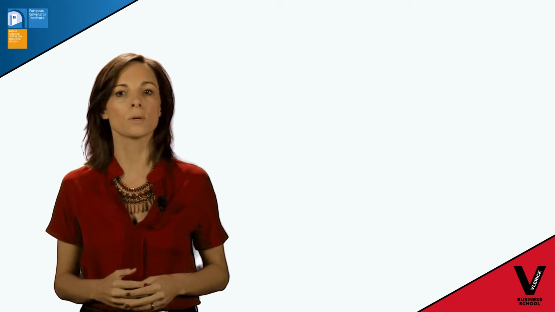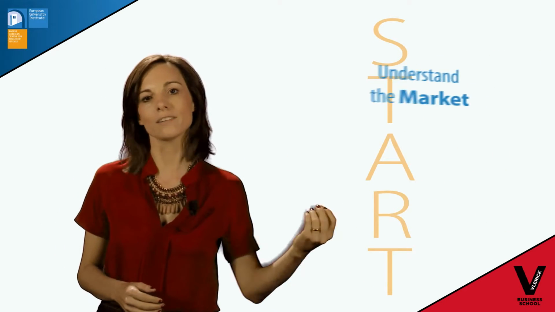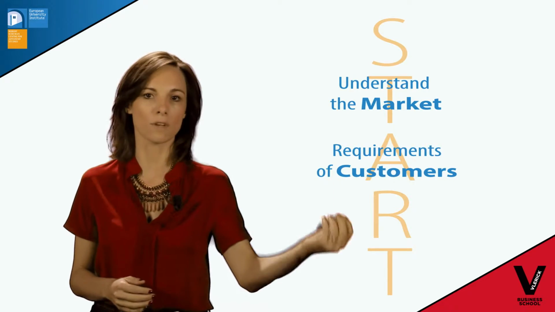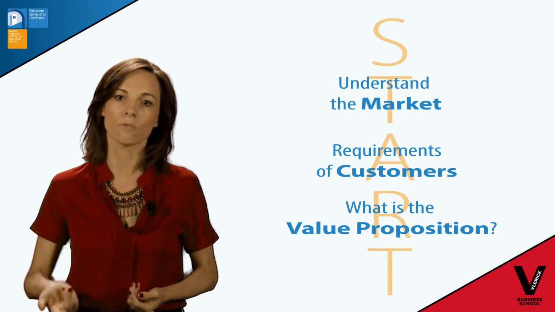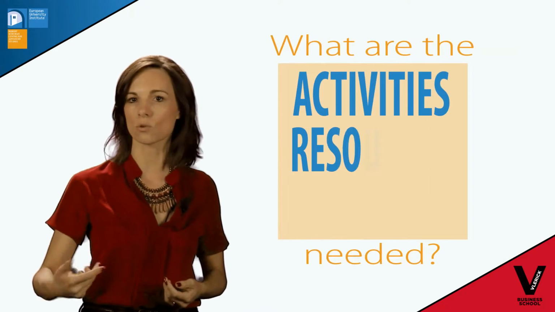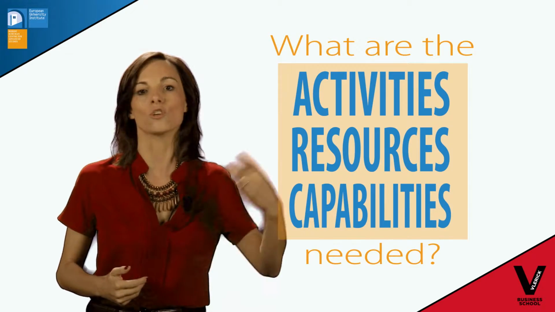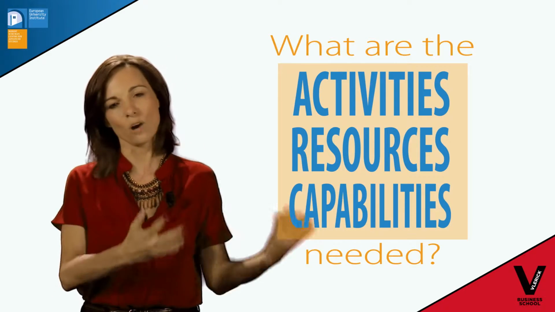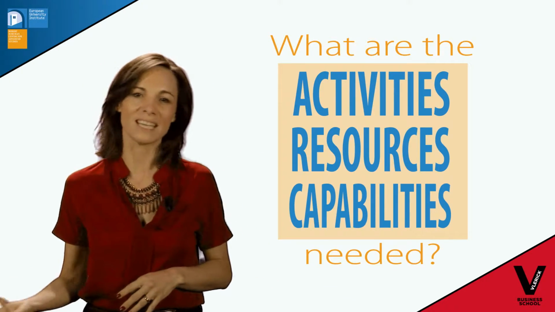What I personally always find best to do is to work with a framework from right to left. That means you start from the market side. You basically work outside in. You start with understanding the market, requirements of customers, the value proposition that would work for them, and then you ask yourself, what are the activities, resources, capabilities needed for us to deliver that value proposition to those customers? I always find it better to work from the market outside in than to work from the inside out.